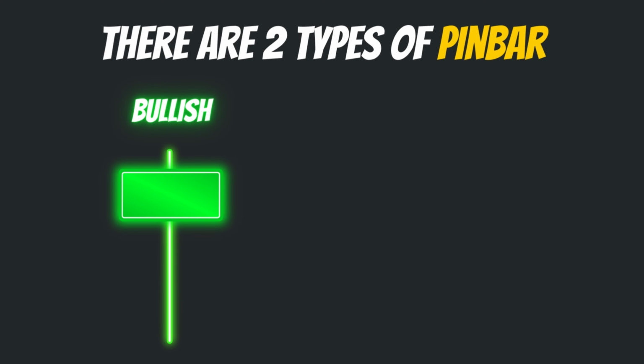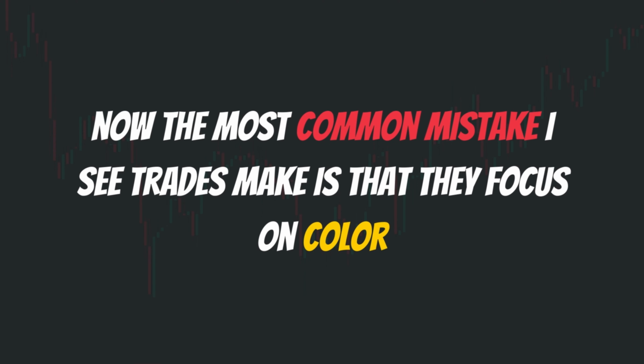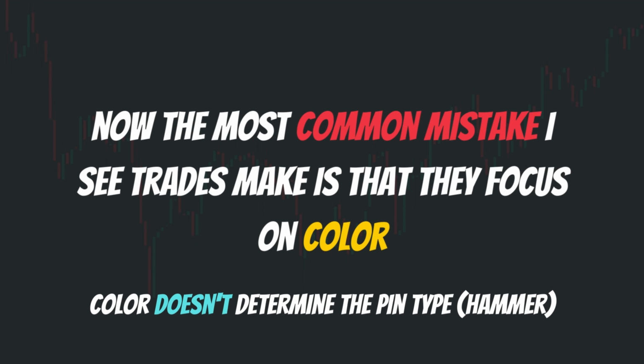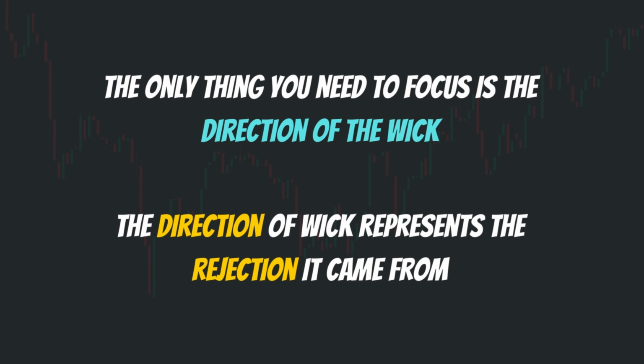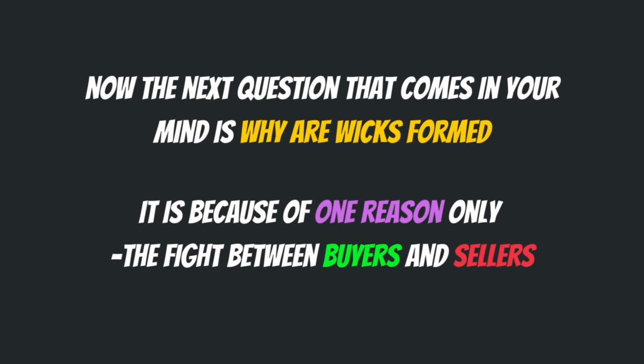There are two types of pin bars: bullish pin bar and bearish pin bar. Bullish pin bar indicates price will move upwards and bearish pin bar indicates price will move downwards. Now the most common mistake I see traders make is that they focus on the color of candlesticks. The only thing you need to focus on is the direction of the wick. Whether it is up or down, the direction of the wick represents the rejection it came from. For example, the wick formed here is at the bottom, which means the rejection came from the bottom and price is likely to move up.